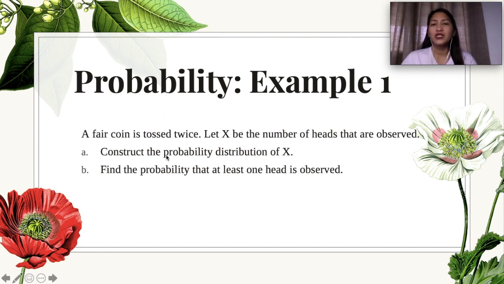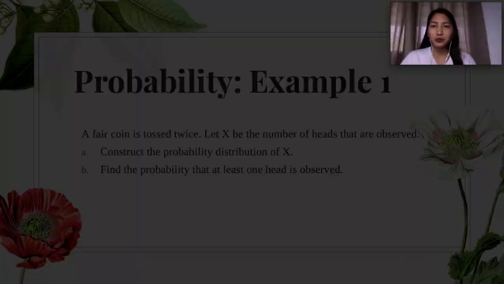In this case, we know that it's either 0, where no heads came out, or it can be once, or it can be that heads came out twice. So, we want to construct the probability distribution of X, where X is 0, 1, or 2. Then, we want to get the probability that at least one head came out.